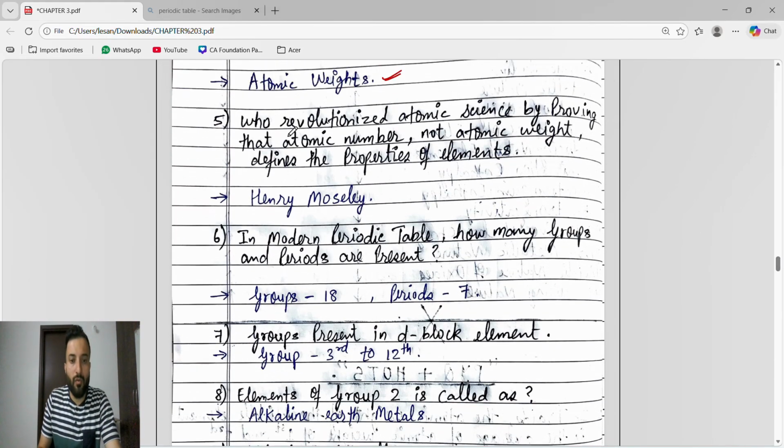See, who revolutionized atomic science by proving that atomic number, not atomic weight, defines the properties of elements? Döbereiner, Newlands and Mendeleev had taken the atomic weight or atomic mass. But who proved that atomic number, not atomic weight? Only one, Henry Moseley, whom we follow in the modern periodic table. Henry Moseley discovered the modern periodic table based upon the atomic number. That's why the modern periodic table is successful.